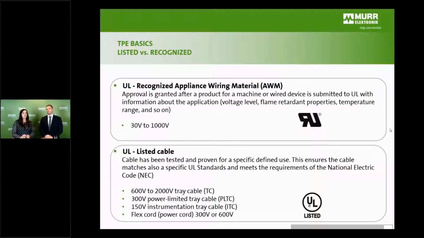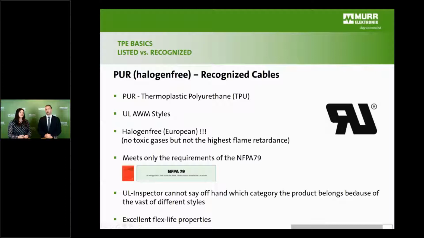Excellent. Now, what does Murrelektronik have in the recognized cable area? Which cable types are important there? So we have our standard PUR, halogen-free cables. These are recognized cables. PUR in general stands for thermoplastic polyurethane, which means TPU. So we have different styles for this cable. It depends on if we speak about cable type 3, cable type 5, for example. Our cables are halogen-free. That means in case of fire, we won't have toxic gases.